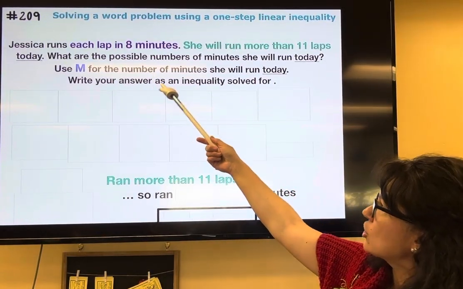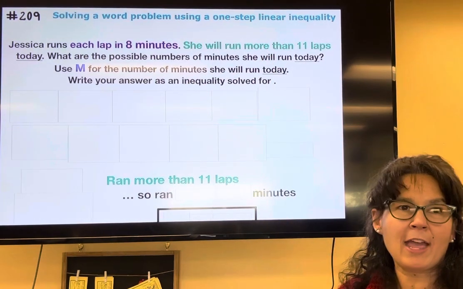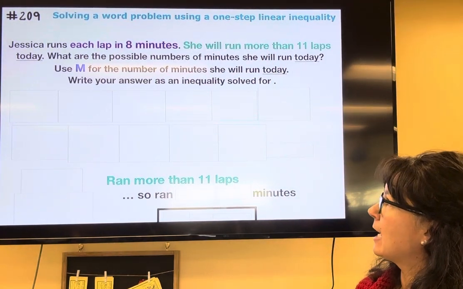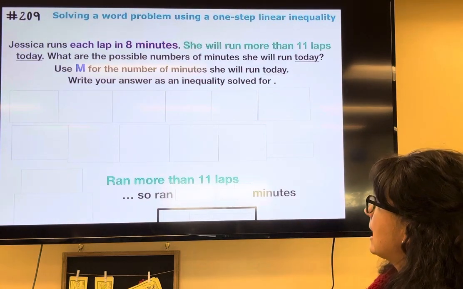Jessica runs each lap in 8 minutes. She will run more than 11 laps today. What are the possible numbers of minutes she will run today?